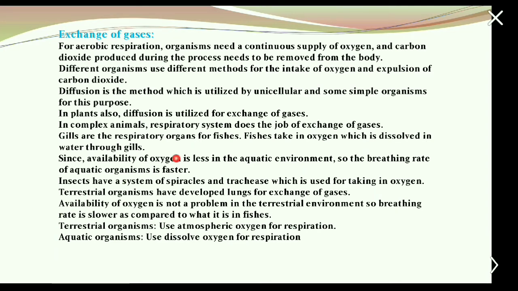Insects have a system of spiracles and tracheas which is used for taking in oxygen. Availability of oxygen is not a problem in the terrestrial environment, so breathing rate is lower as compared to fishes. Terrestrial organisms use atmospheric oxygen for respiration, whereas aquatic organisms use dissolved oxygen for respiration.